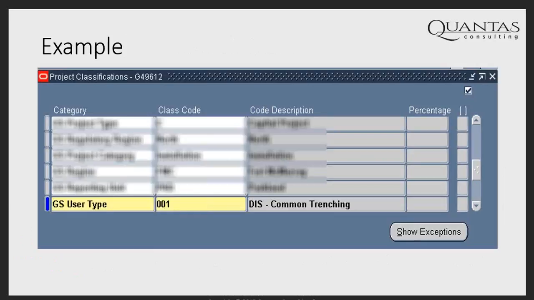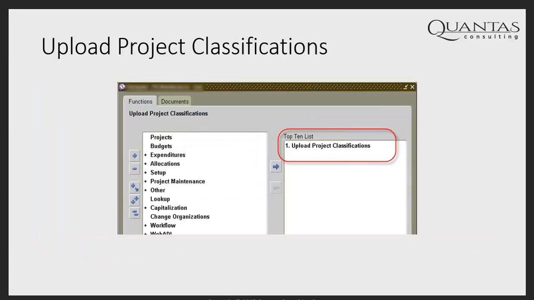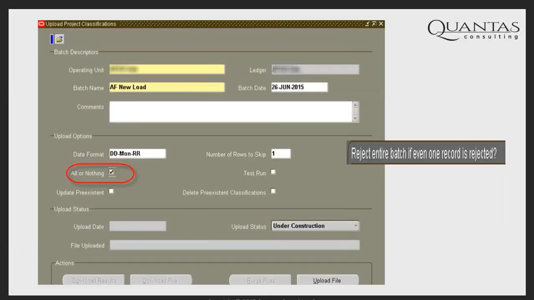So here's an example of a classification on a project. So here's our classification, and the value is 001. If I need to change this value, I would have to come in one by one and change this across all projects that have this value. But we actually have a tool here called upload project classifications. We select that menu item, and we have a screen where we can create a batch name. And I'm going to touch on some of the settings here. So we create our batch name.